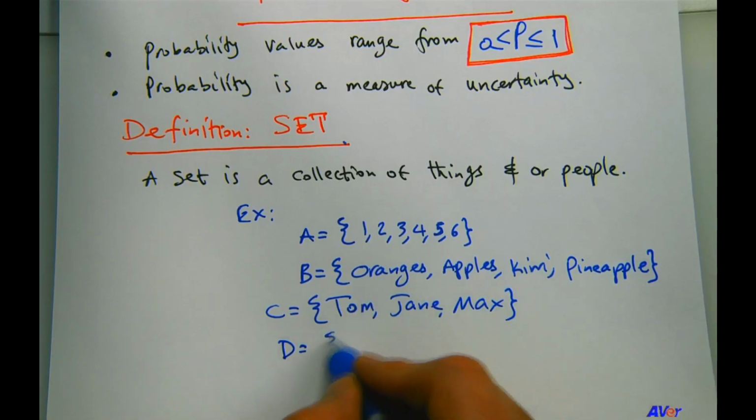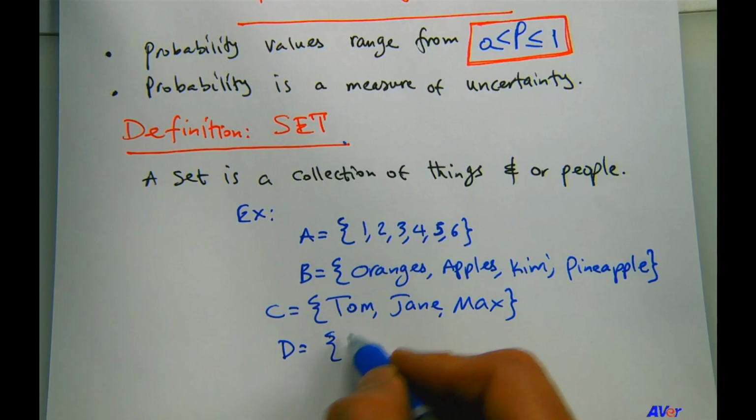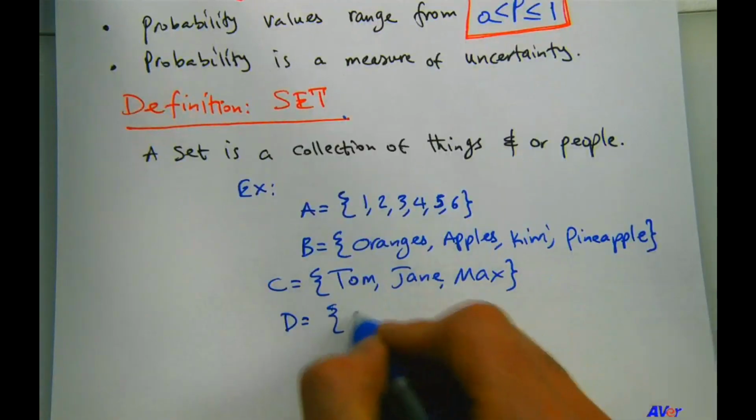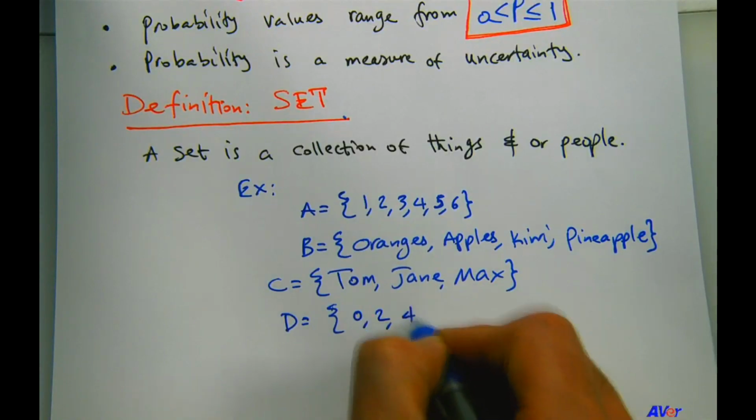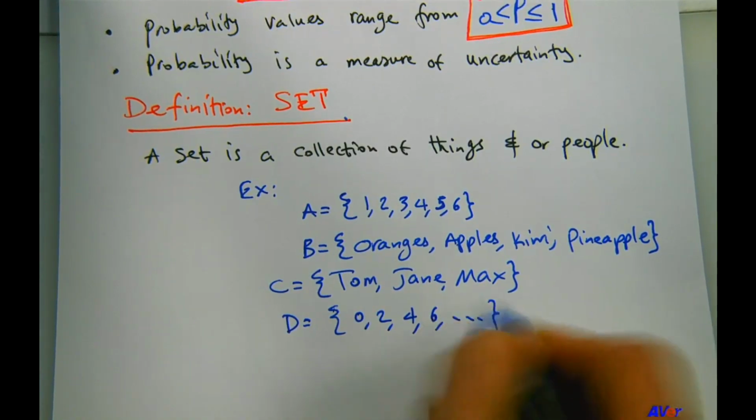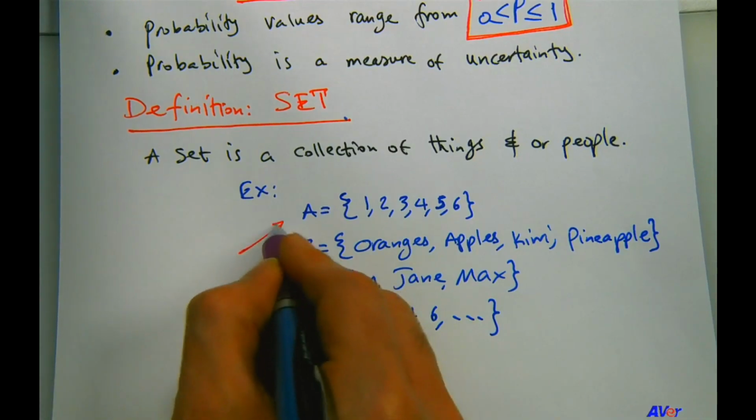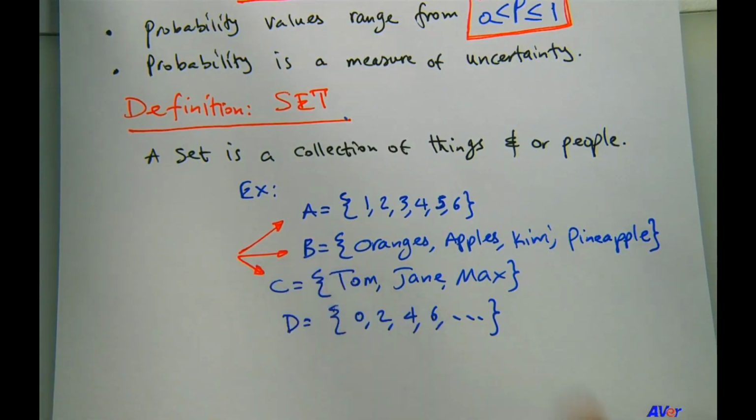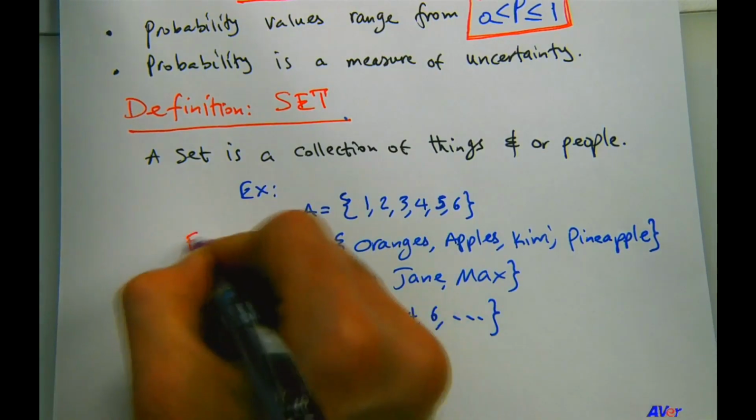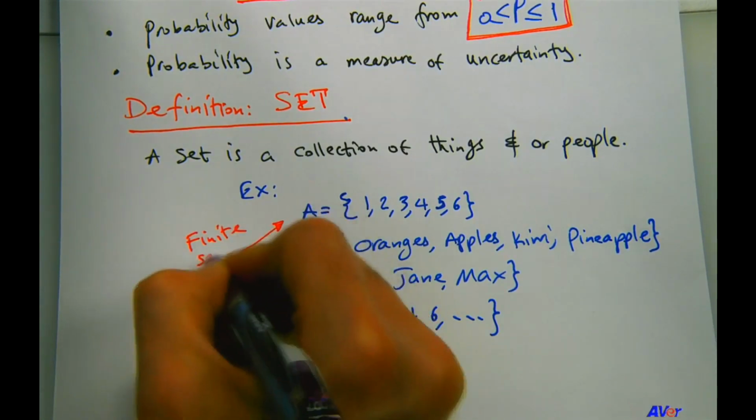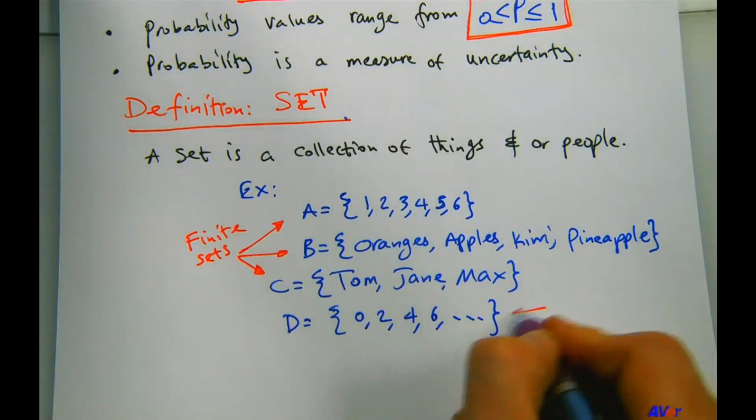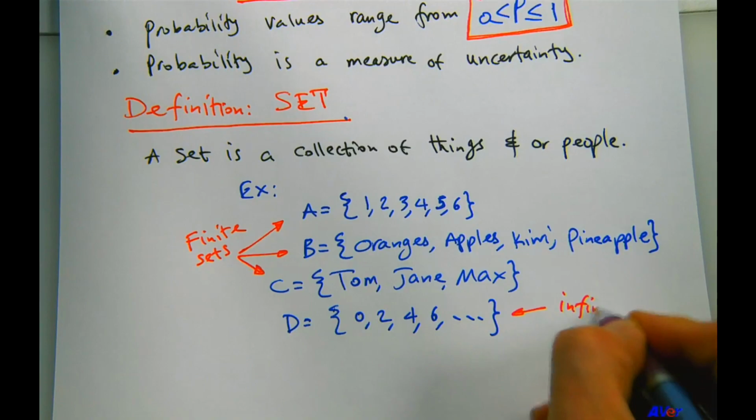But a set can also be an infinite set. So say 0 to 4, 6, and then if I put 3 dots, that indicates that this set on this side has no end. In other words, it'll go on. So this is an infinite set. So we can label these that, and that. These are examples of finite sets, and that one is an infinite set.